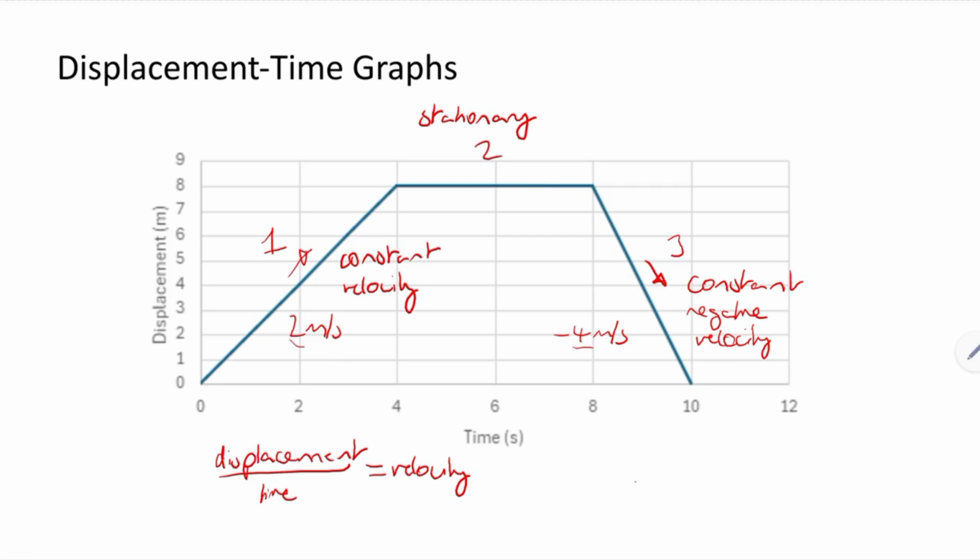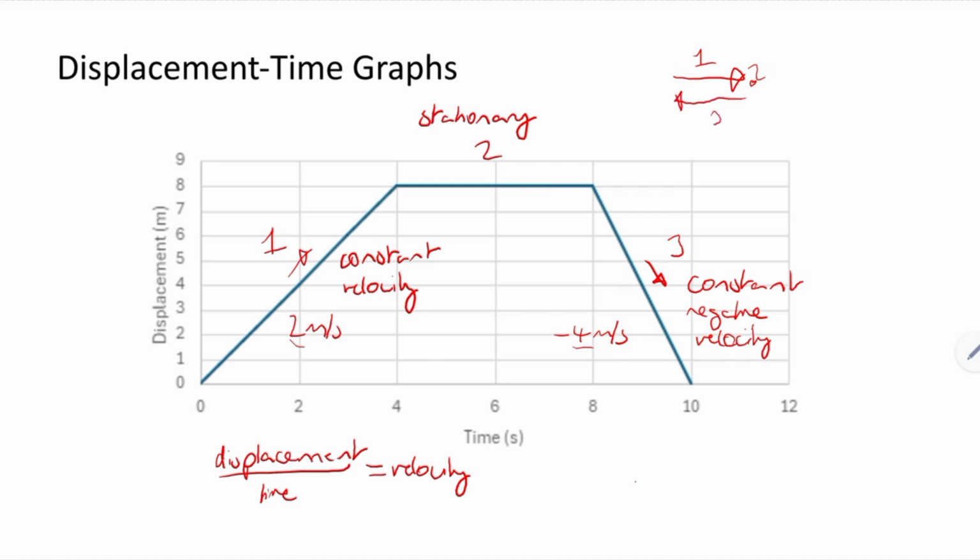And also, if it is negative velocity, it means that it is coming back in the direction that it came from. So it's coming this way. It stops. This is number 1. This is number 2. It stays still, and then it comes back the way it came from, which is number 3.